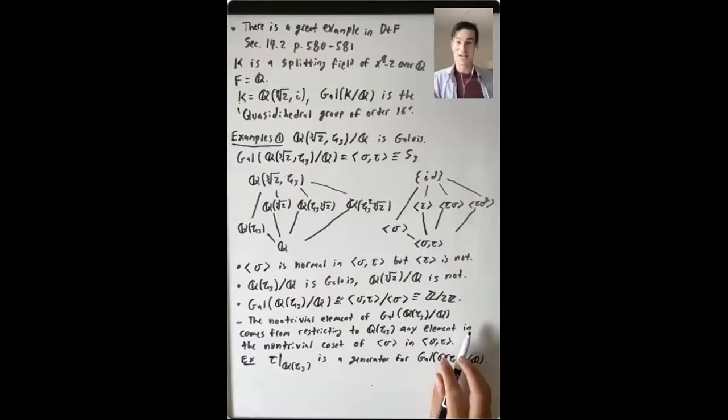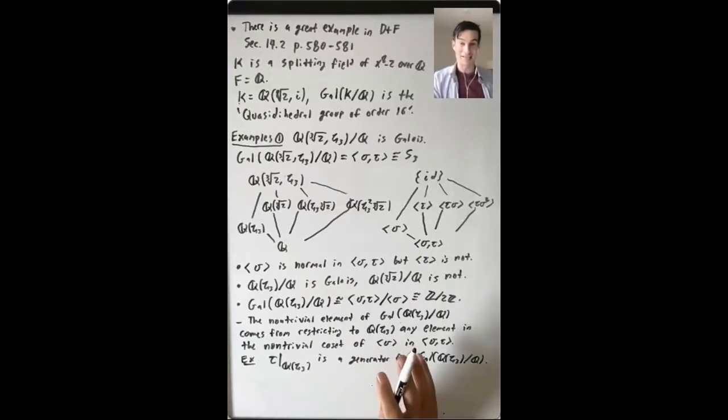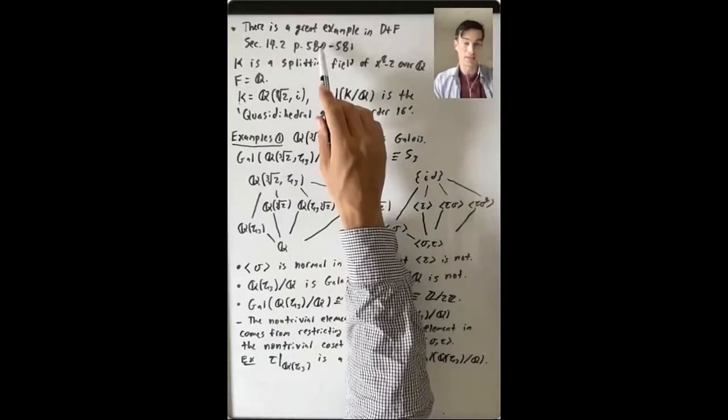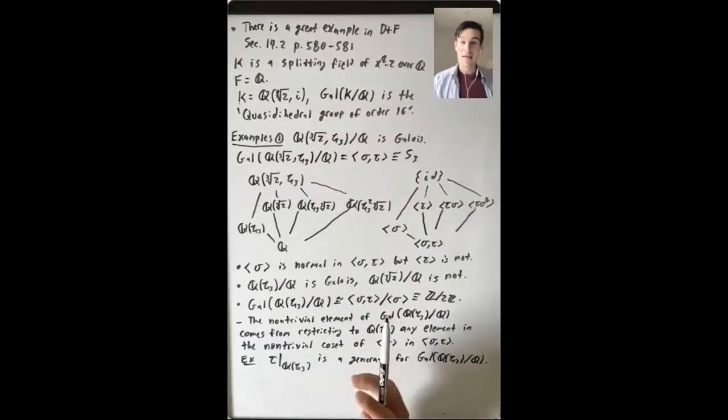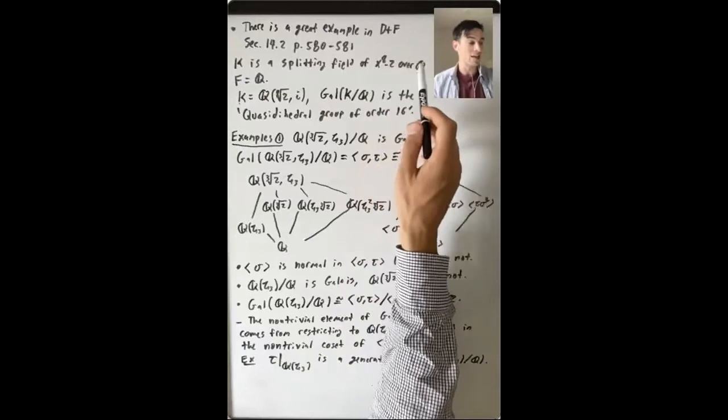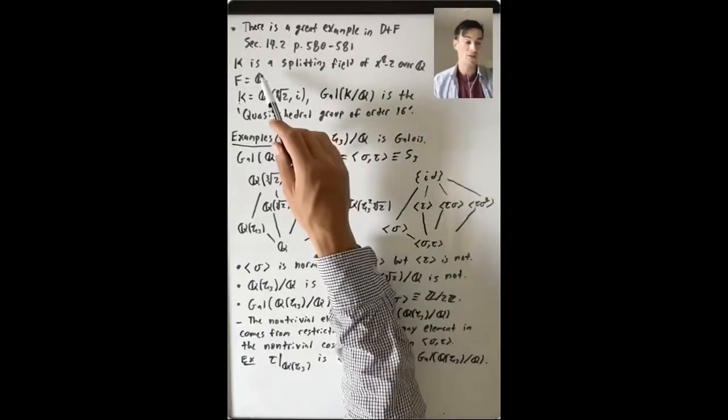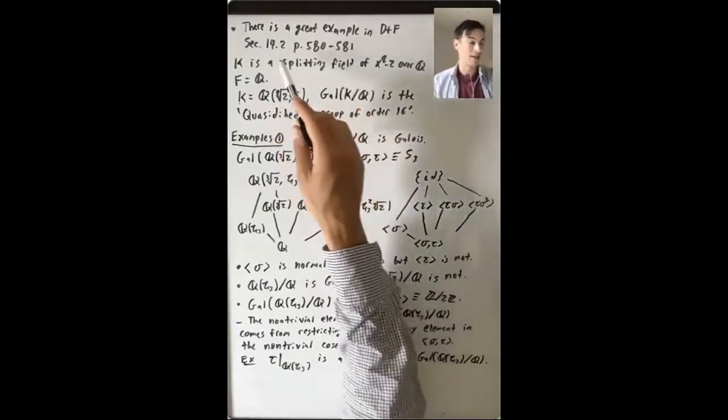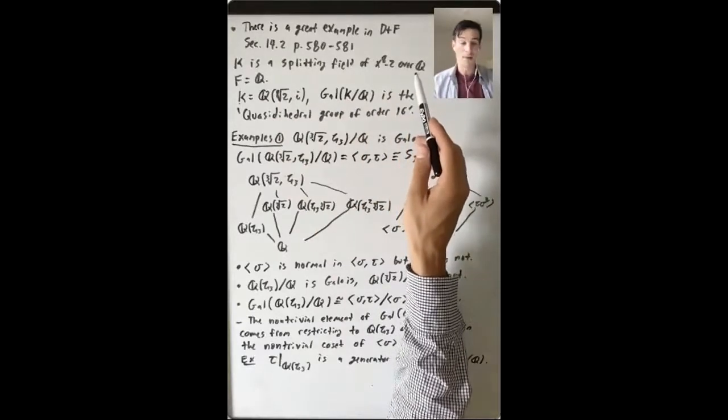I want to spend some time talking about examples of applications of the Galois correspondence. And let me start by saying there's a really great extended example at the end of section 14.2 in Dummit and Foote from pages 580 to 581. And that example is where K is a splitting field of x to the 8th minus 2 over Q, and F equals Q. So we have this extension that is Galois.